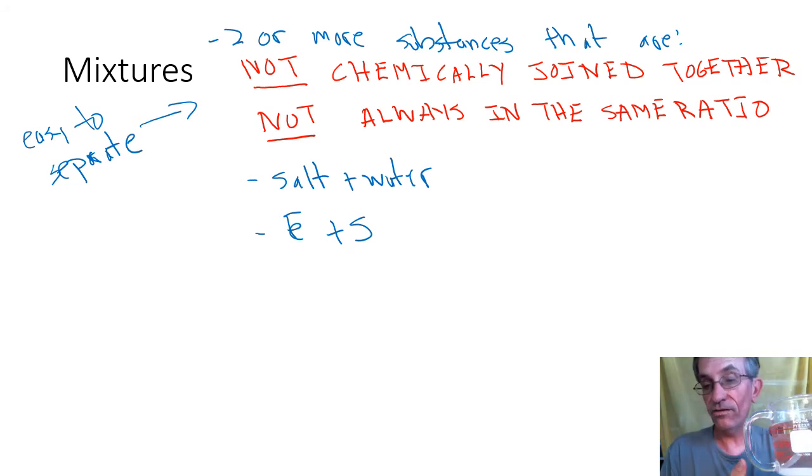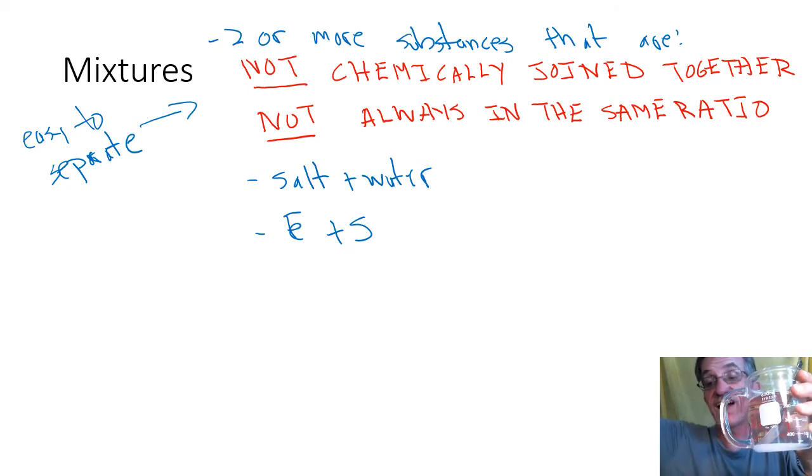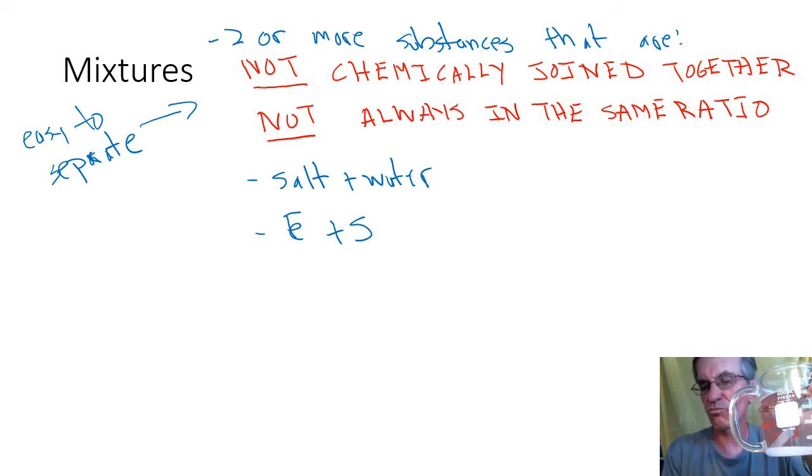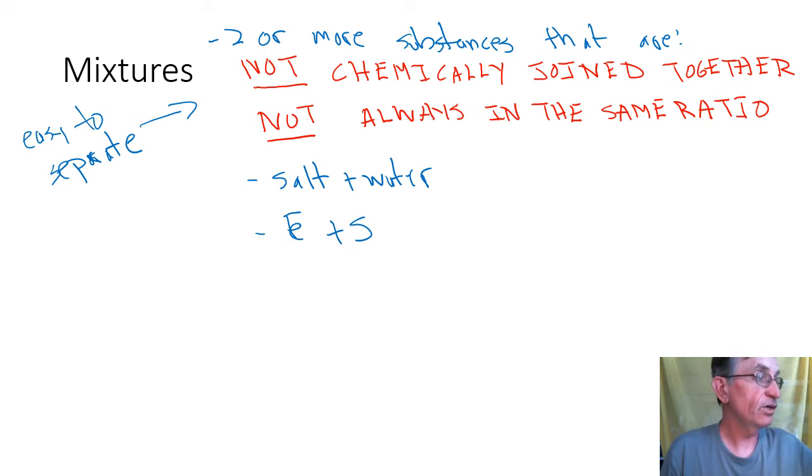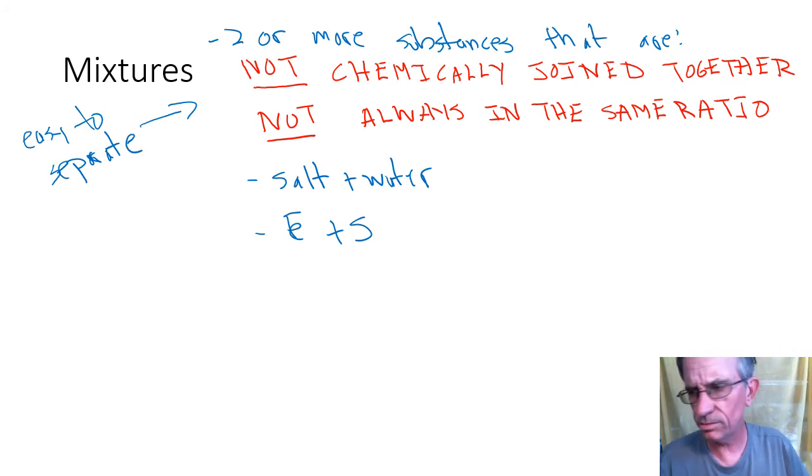So if you boil this mixture I made up a few minutes ago with salt and water, the water would go up into the air, it would evaporate, and I would have my solid salt. Some of it didn't dissolve, but the rest of it would crystallize back out as well. So if it's separatable, I think that's a word, if it's separatable, it's a mixture.